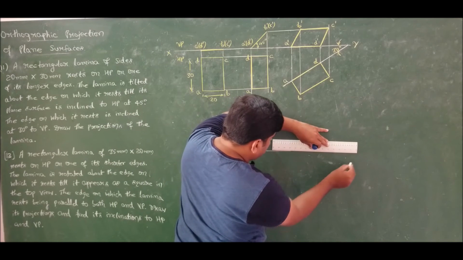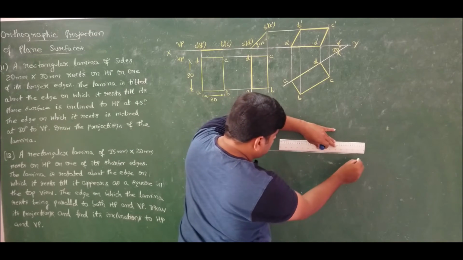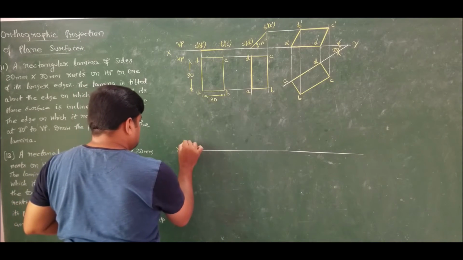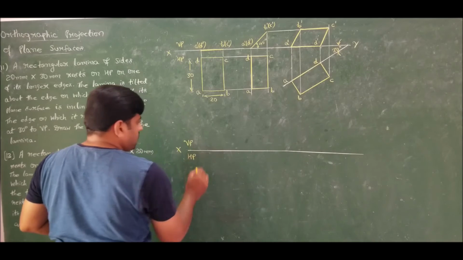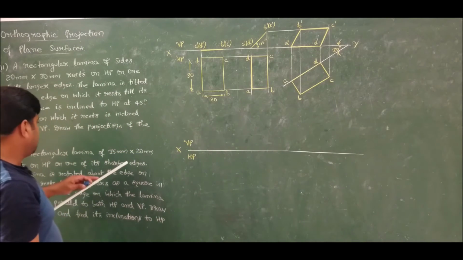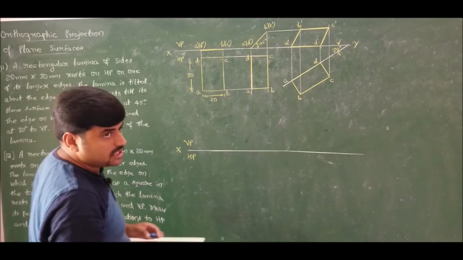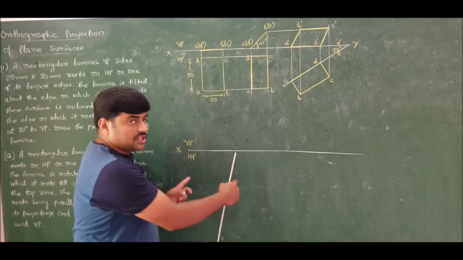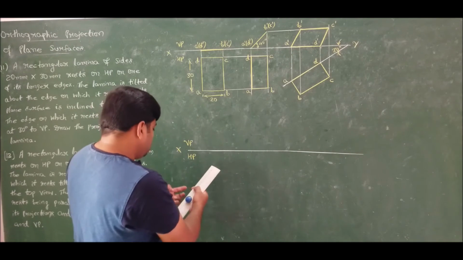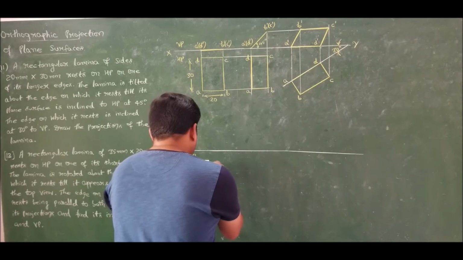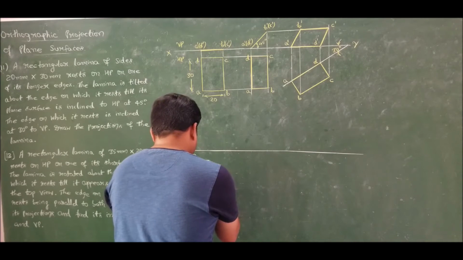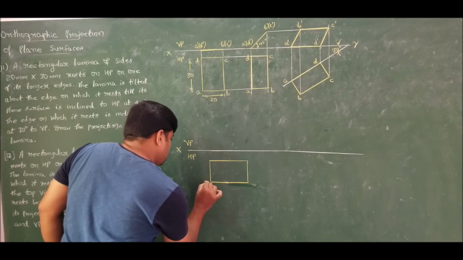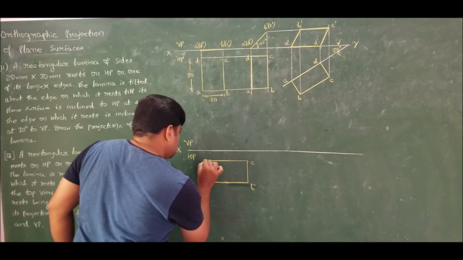Let us draw the XY line. Drawn. This is VP. This is HP. We have a rectangular lamina of 35 mm cross 20 mm resting on HP. It is resting on one of its shorter edges, so I should get the shorter edge towards my left and right side. So let me take 20 mm first, then take 35 mm. Done. Let me call it A, B, C and D.